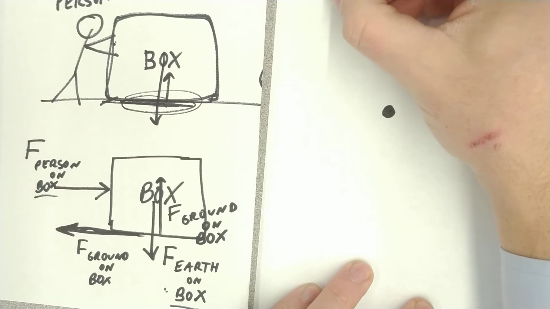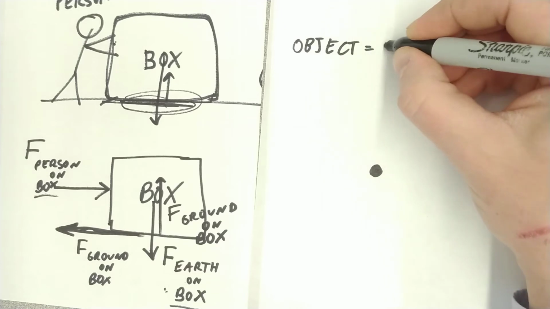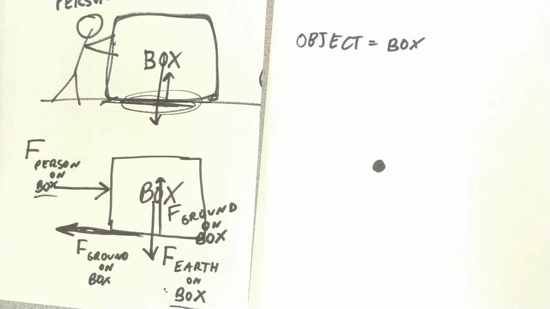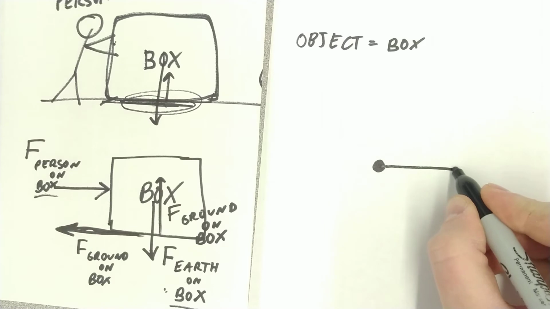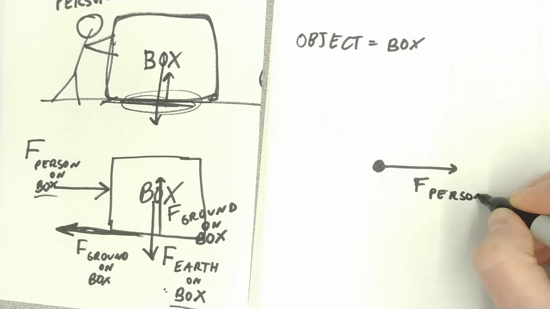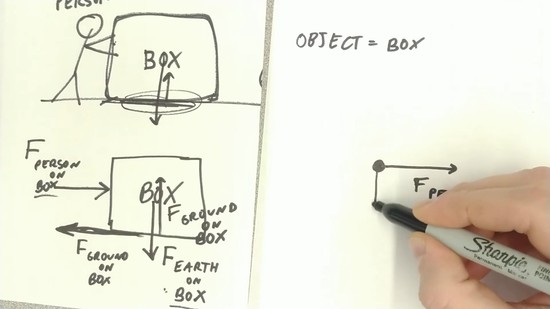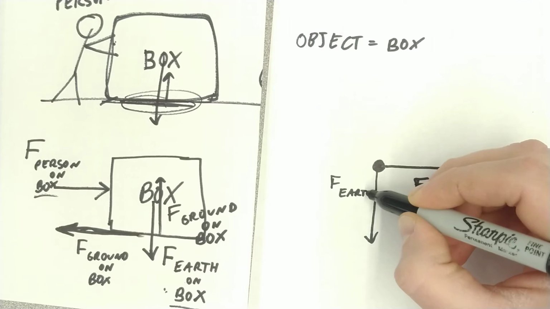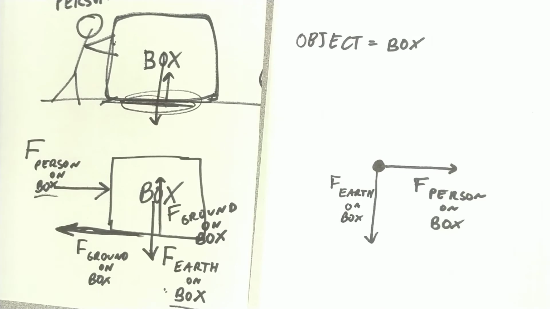So the object is still the box, and this dot is representing the box. What this does is now when we draw the forces on it, we start the force arrows on the dot. So this is the force of the person on box. Then we have the force of the earth pulling the box down. So it's the force of the earth on box. Now I'm still doing the long notation here.